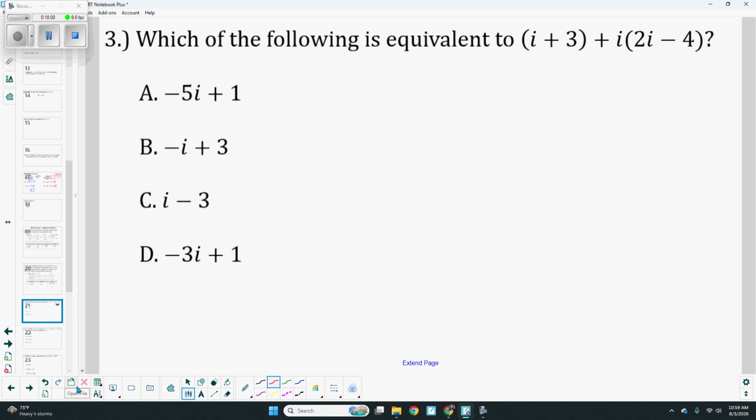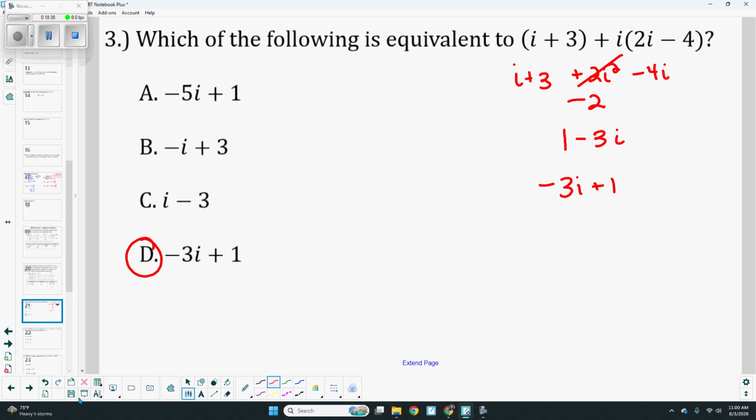For 3, which of the following is equivalent to this? So we know i plus 3 is going to stay i plus 3. And then I'm going to distribute this. So that's going to be 2i squared minus 4i. And this could turn into negative 2. So 3 minus 2 is 1. i minus 4i is negative 3i. So 1 minus 3i is the same as a negative 3i and a positive 1. So these are not written in standard form. Right? This would have been standard form. This is not standard form. So I just rearranged it, right? The 3 had the negative, the 1 was positive. So that would be choice D.